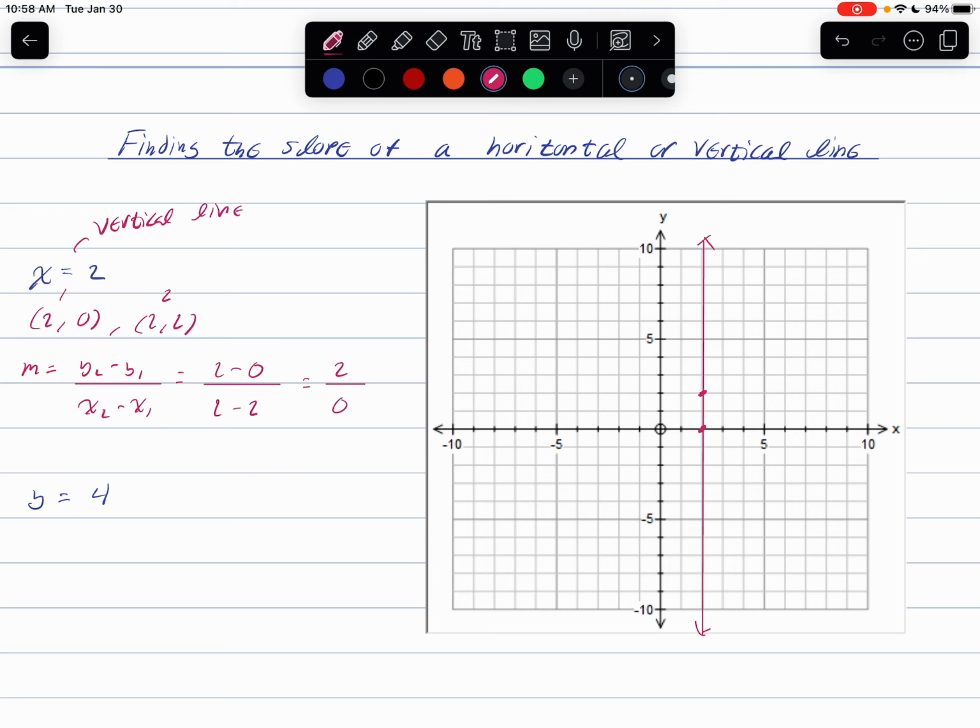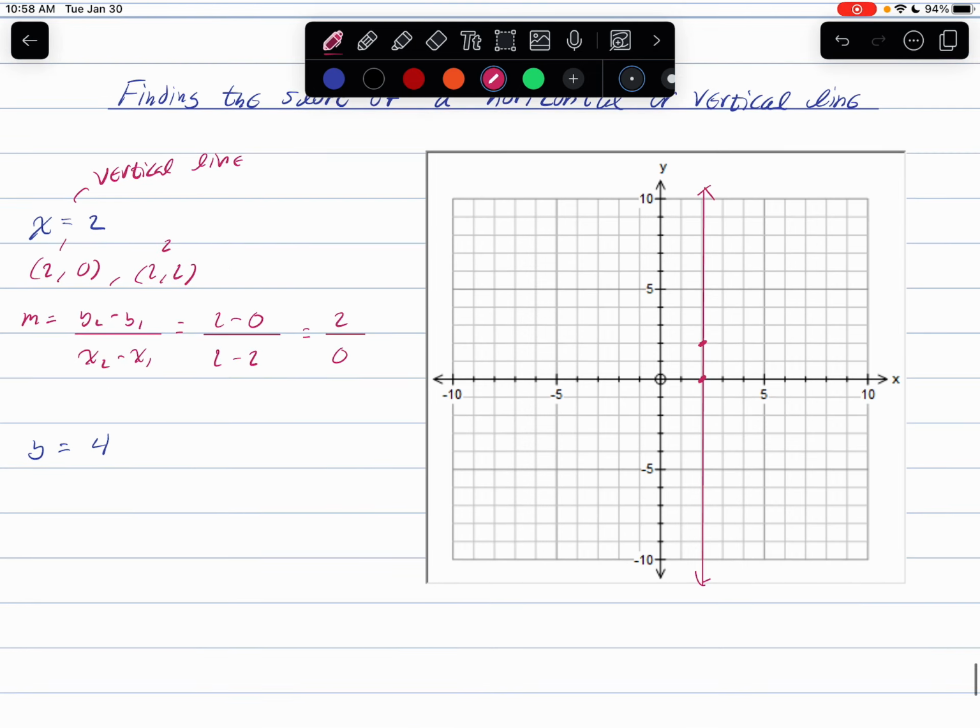But that's a problem because hopefully we remember back from virtually all of our math classes, as soon as division was introduced, we cannot divide by 0. Okay? We're not able to divide by 0. So the way we're going to deal with this situation is we're actually going to say the slope of a vertical line is undefined.